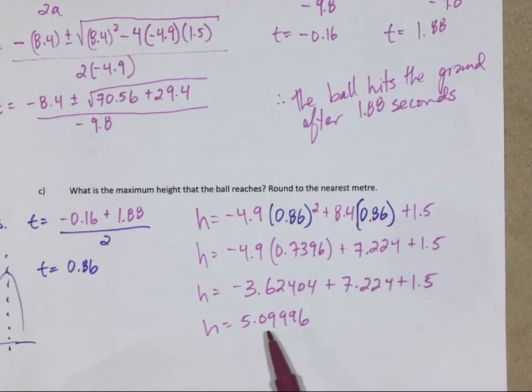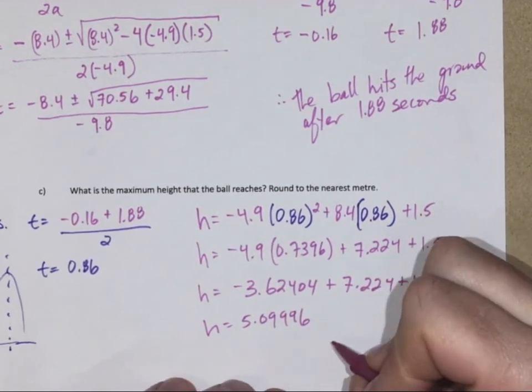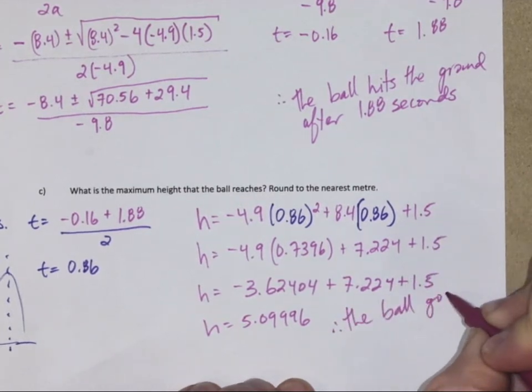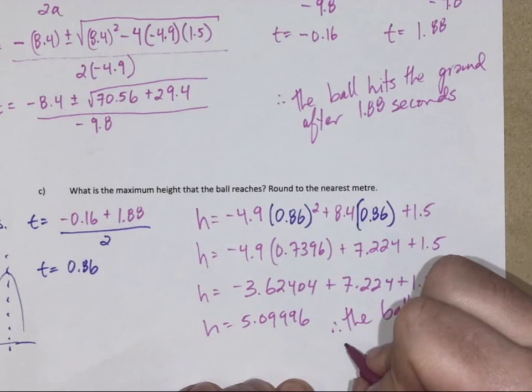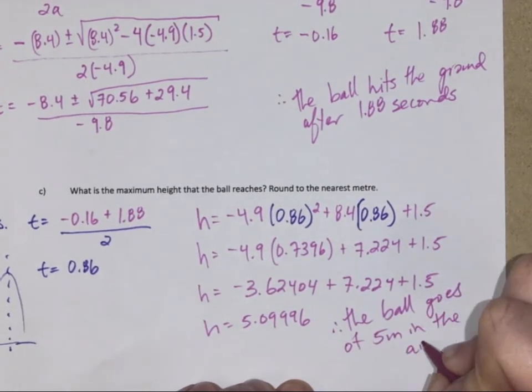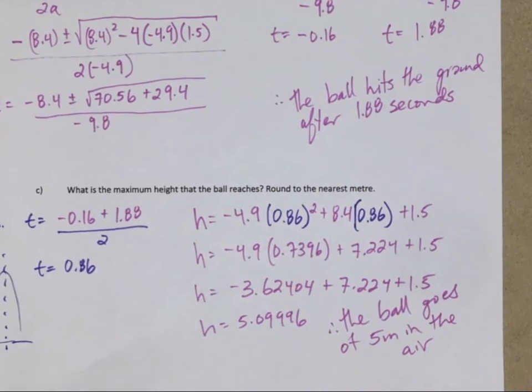Now I'm going to round to the nearest meter. So therefore the ball reaches the maximum of 5 meters in the air. And I've used my factoring, quadratic formula and solving quadratics to answer a real life question.